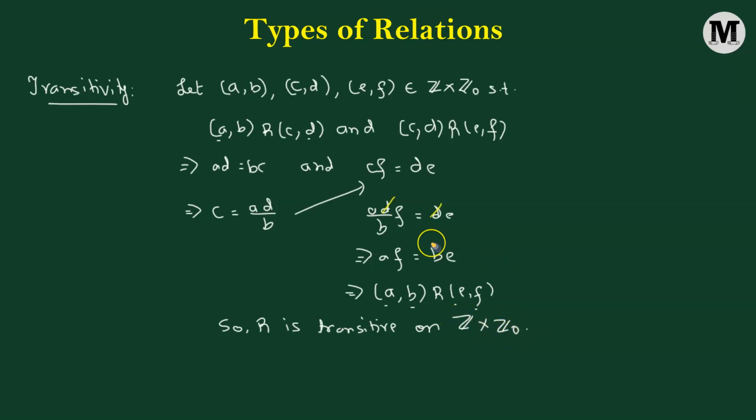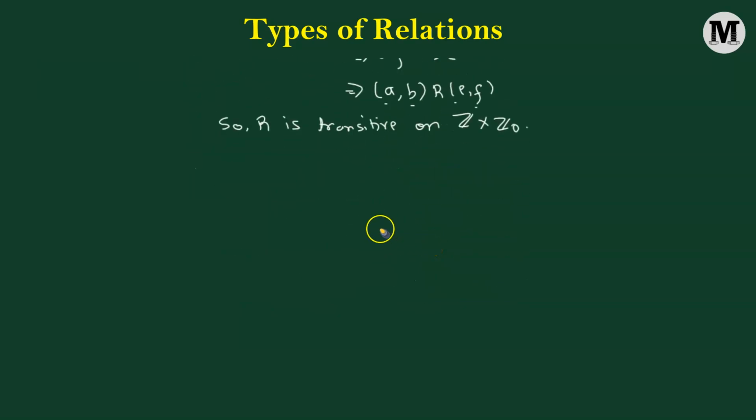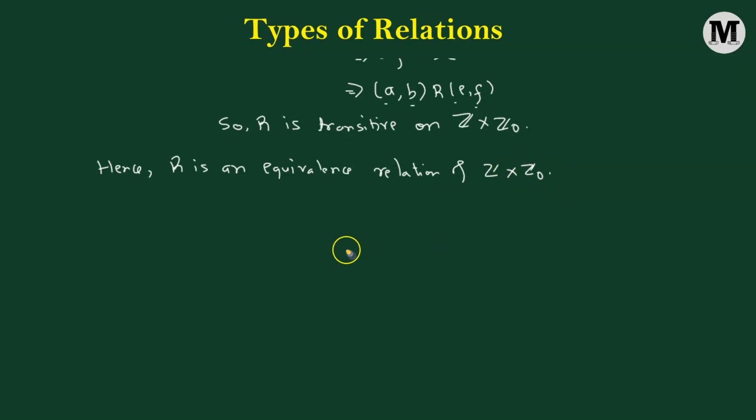Now we have successfully shown that our relation R is reflexive, symmetric and transitive. Hence we can say that our given relation R is an equivalence relation on the Cartesian product of the set of integers Z with the set of non-zero integers Z naught. Hence proof.